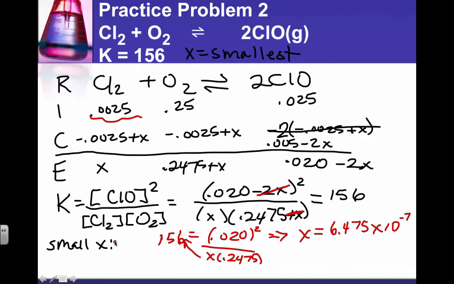If we use the solver, then we would get the same value. So if you want to try this with your solver instead, go to Math and use your solver, and you should get the same number that I did using the small x assumption. So even though this wasn't a pressure problem, I wanted to work it out so you could see where to put x so that it can be the smallest thing in your rice table.